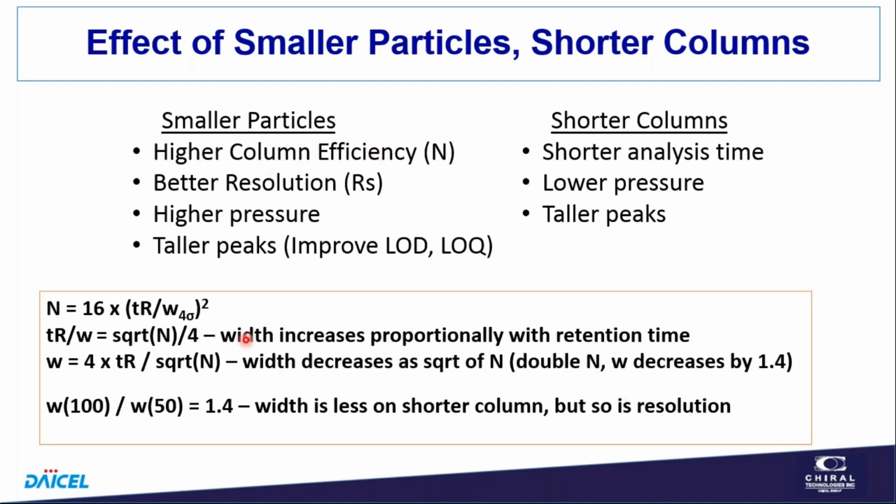This is a summary of what I just said. This is a little clue if you want to work this out for yourself, but because the peak width changes as a square root of the column efficiency, if we say double the column efficiency by making the column longer, the peak width only increases as a square root of 2. So we will have a higher or a sharper peak relative to the retention time on shorter columns.